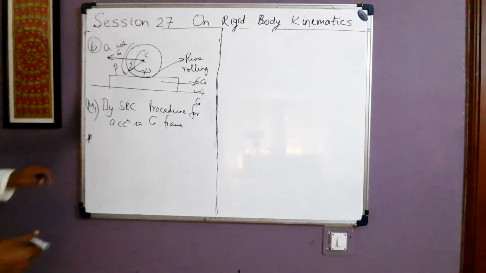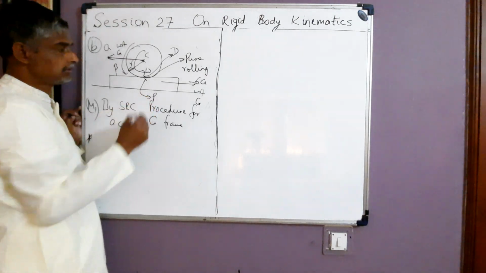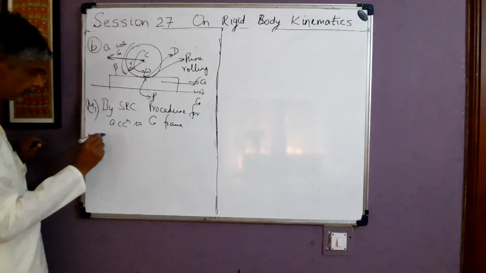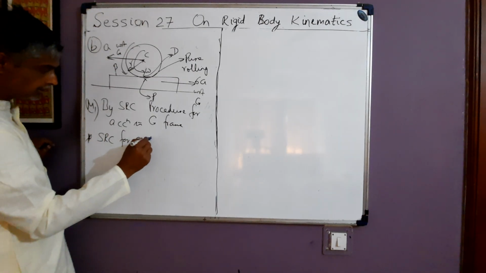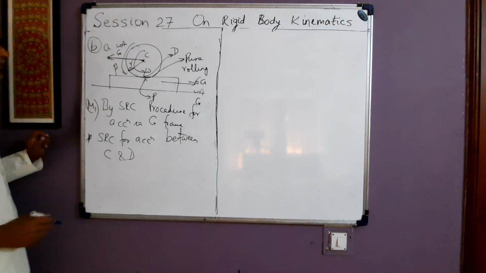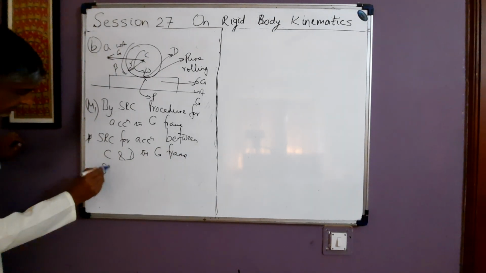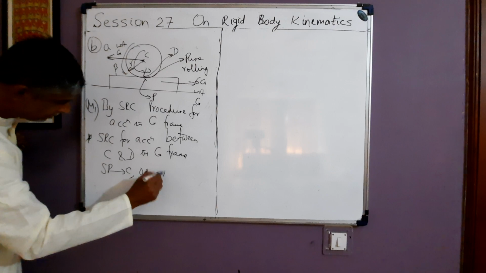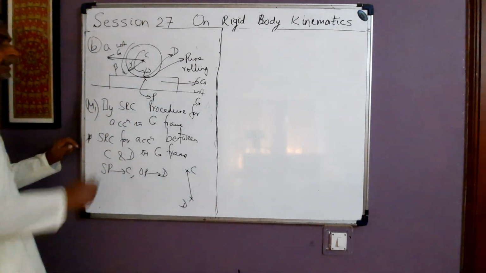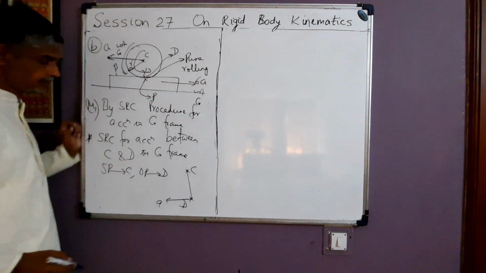So first of all, I take D to be the material point of the drum in contact with material point P of the plank. Now we apply SRC for acceleration between C and D in the ground frame. So SP arrow C, OP arrow D. I draw the line joining C and D. I give the acceleration of center C: the acceleration of C is A left, so I give A left.